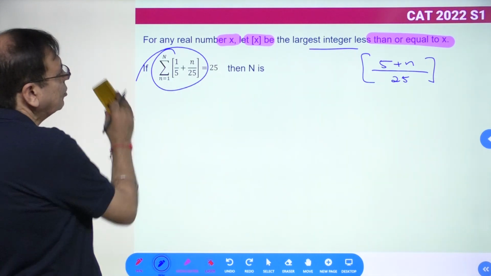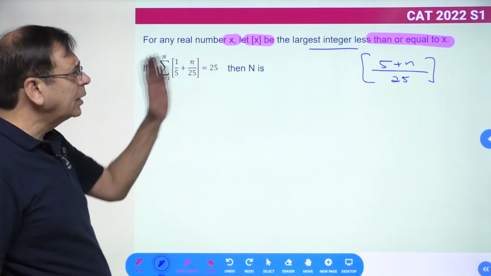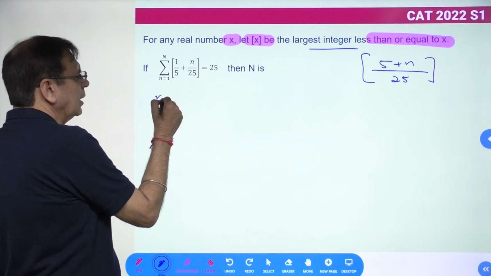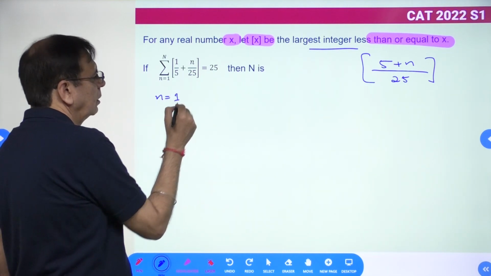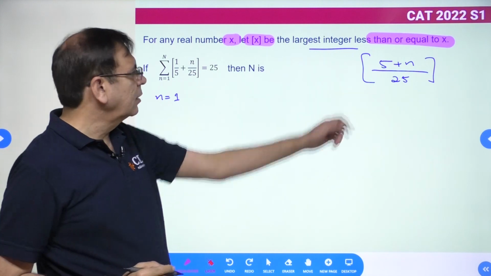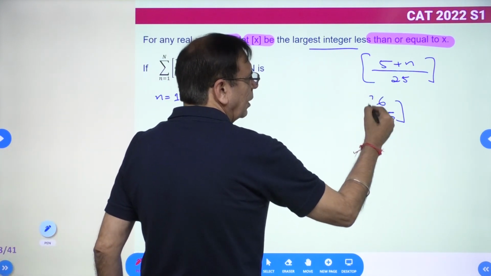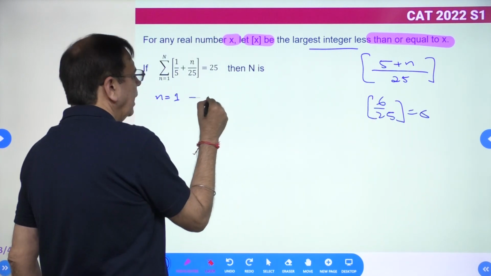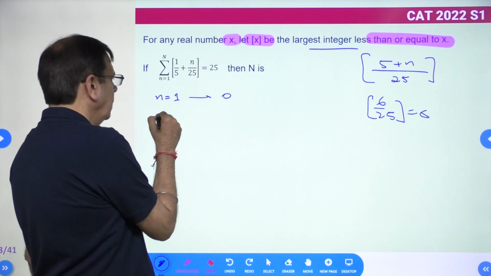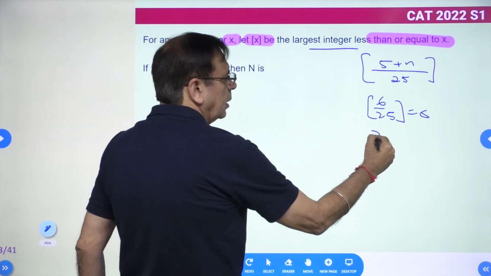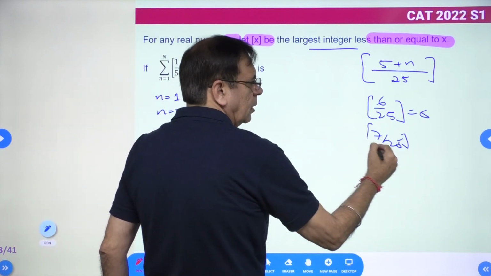Now let's start checking. We want the sum to be 25. If n is equal to 1, what does this become? This becomes 6 by 25. This is less than 1, so this should be equal to 0. At n equal to 1, this will be 0. N equal to 2 will become 7 by 25. Again 0.